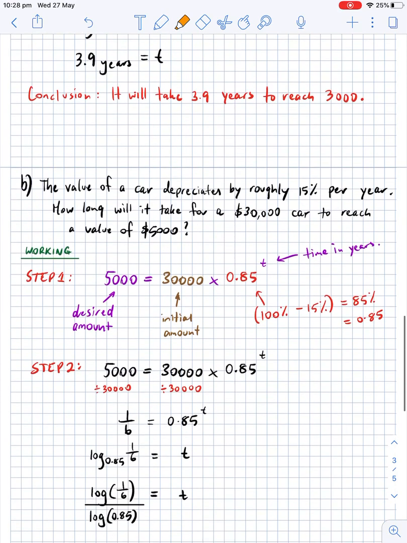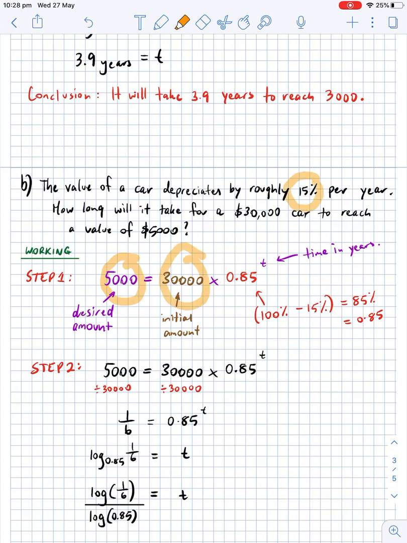One more question. The value of a car depreciates by roughly 15% per year. How long will it take for a $30,000 car to reach a value of $5,000? So again, this is the sort of question where a value is going down by a certain percentage each year or each time period. So this is going to be another exponential equation. So our desired amount is $5,000. The initial amount is $30,000.